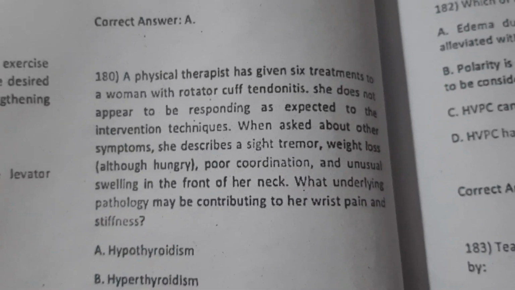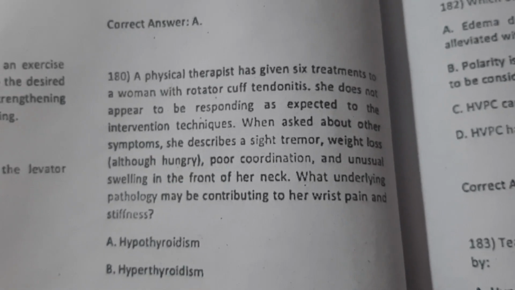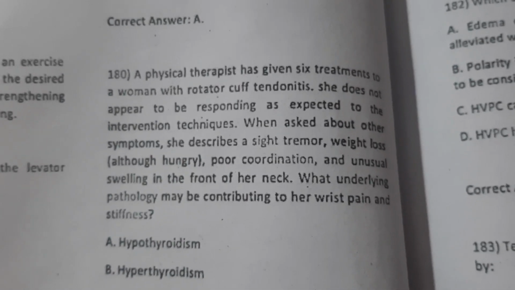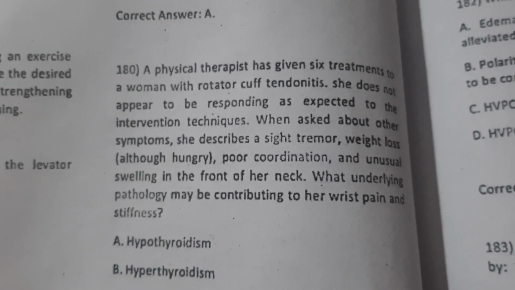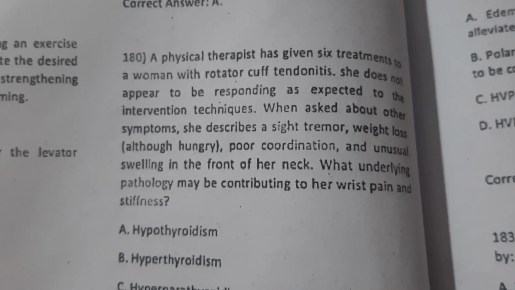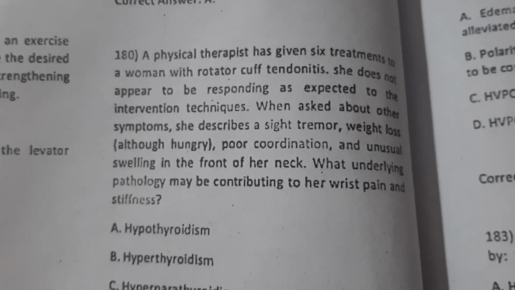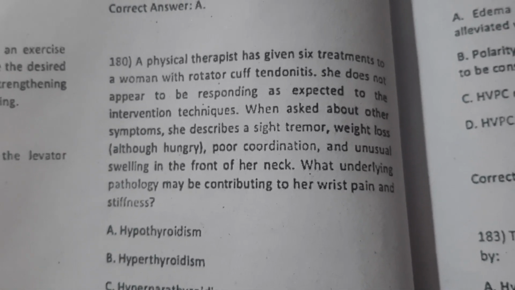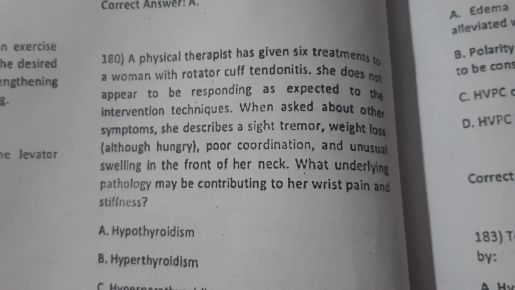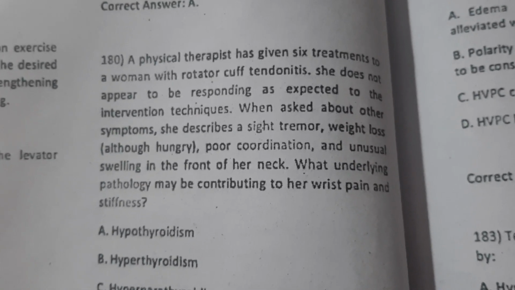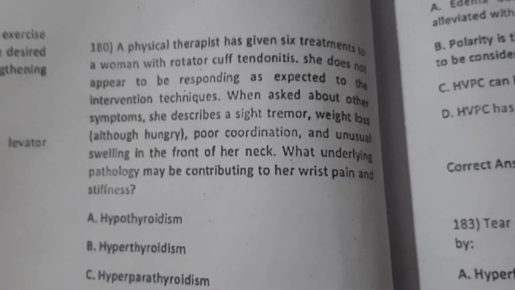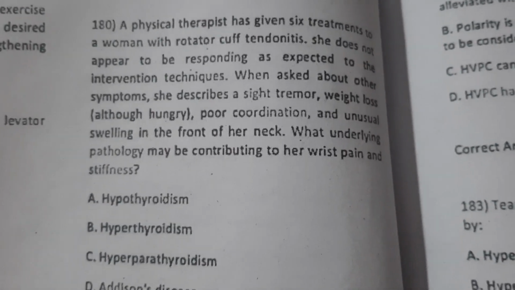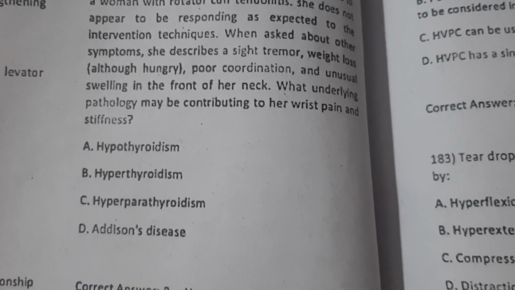MCQs 180: a physical therapist has given 6 treatments to a woman with rotator cuff tendinitis. She does not appear to be responding as expected to the intervention techniques. When asked about other symptoms, she describes a slight tremor, weight loss, poor coordination, and unusual swelling in the front of her neck. What underlying pathology may be contributing to her wrist pain and stiffness? Option B would be the right answer. Hyperthyroidism.